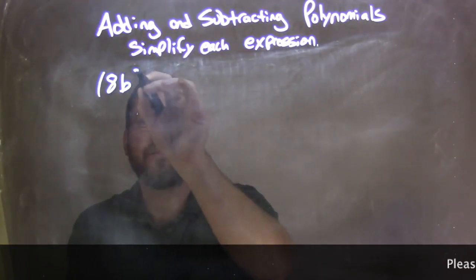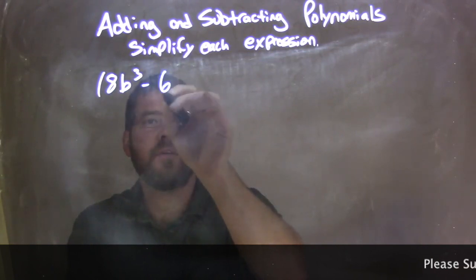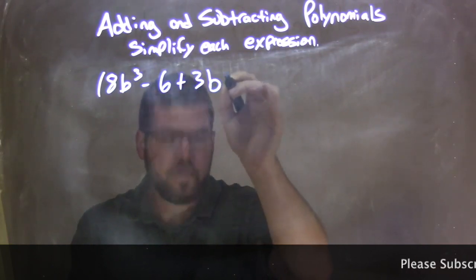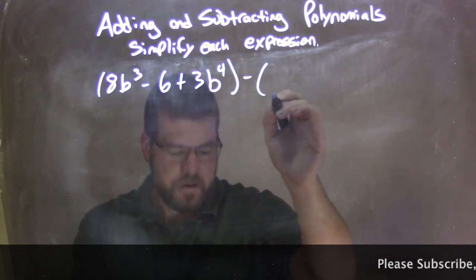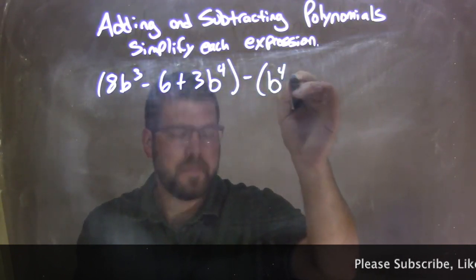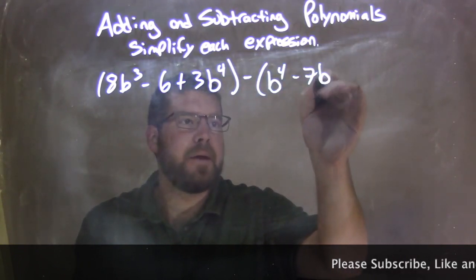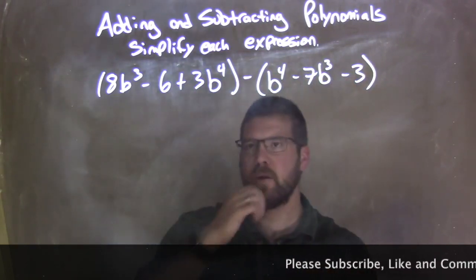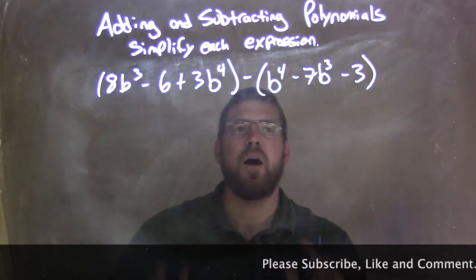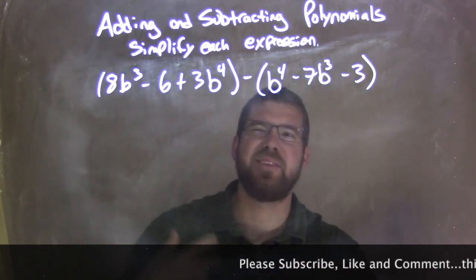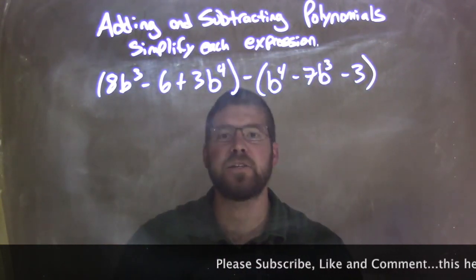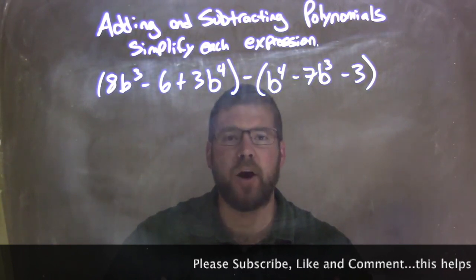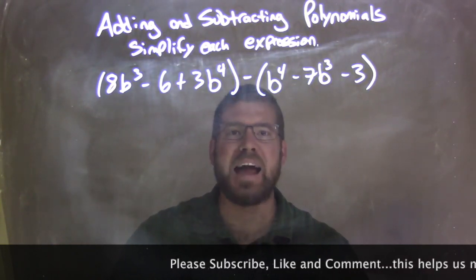8b to the third minus 6 plus 3b to the fourth, next parenthesis, b to the fourth, minus 7b to the third, minus 3. Okay? Well, my first step, I always look and see if I can simplify within each parenthesis. I can't here. There's no like terms within each parenthesis. So now I'm going to take all my subtractions. I'm going to make it to be adding a negative.